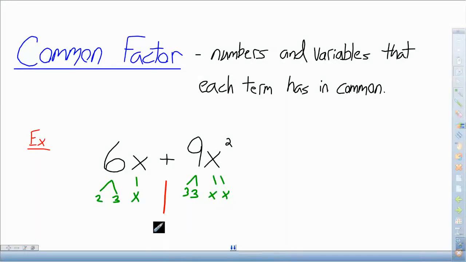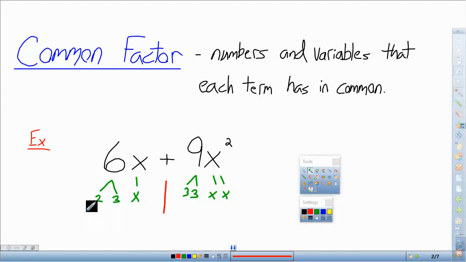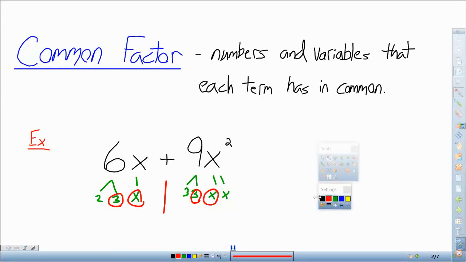If we're looking for a common factor that these two terms have, since we've broken it down, it's sitting in front of us. We're looking for numbers and variables that they both have. I notice both of these terms have a 3. As far as numbers are concerned, that's all they have in common, just that single 3. As far as variables are concerned, it looks like they have a single x in common. So that is the common factor. It looks like these both have a 3x in common.